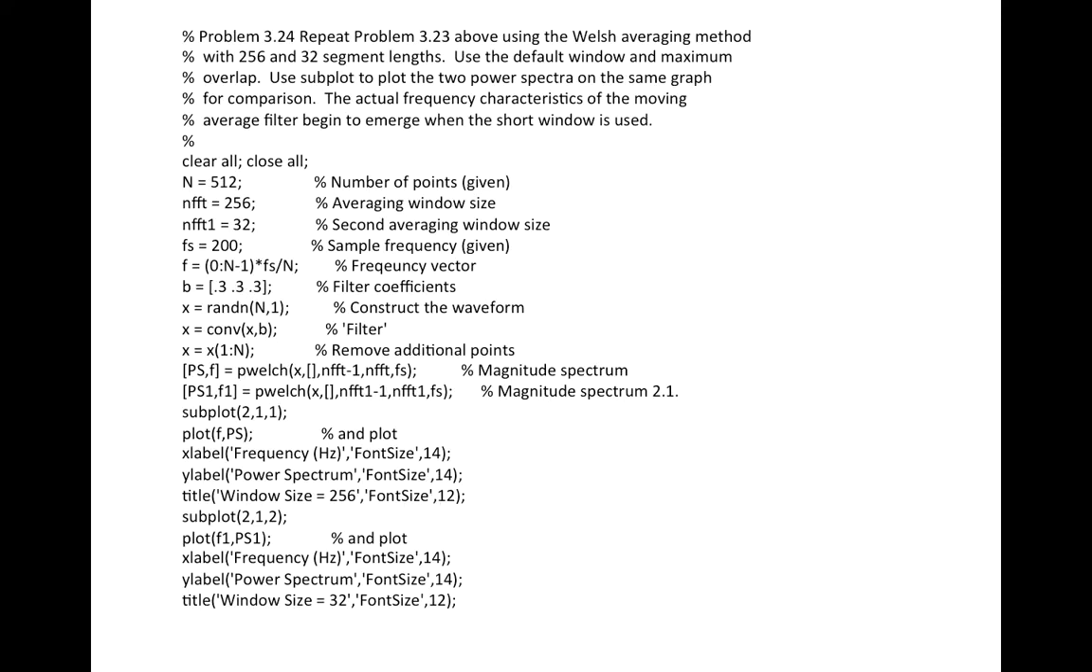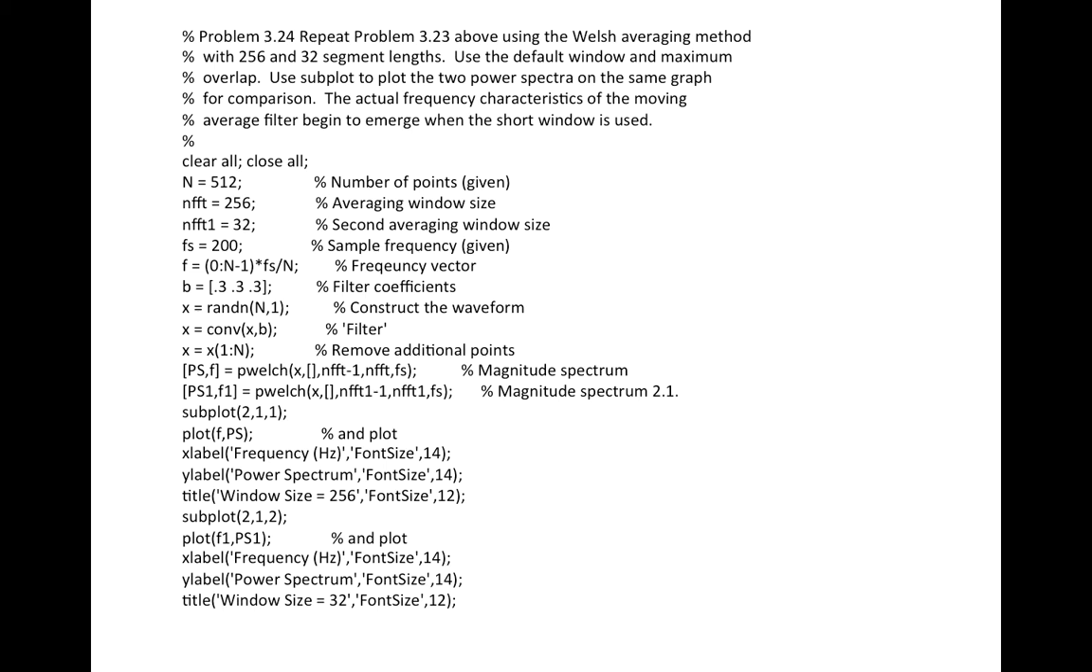So now we're going to repeat that example, same signal. The difference here is we're going to use a Welch averaging method. Two different segment lengths, a 256 segment length and a 32 segment length. We'll use the default window, which I believe is the Hanning window, and a maximum overlap. And then we'll use a subplot to show two different power spectra on the same graph for comparison.